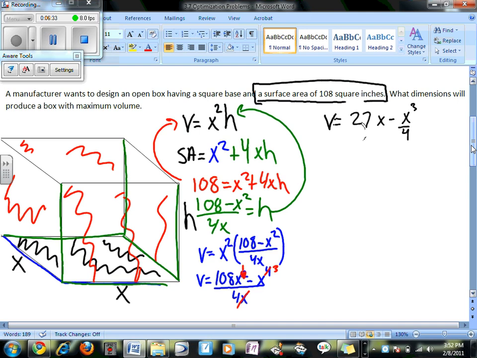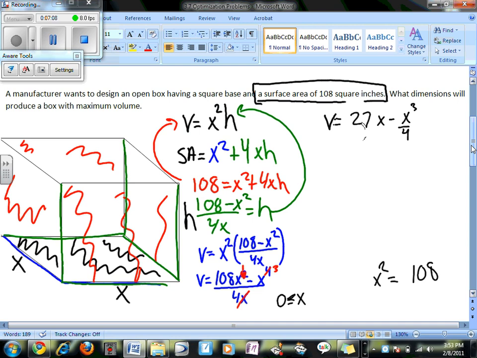The fourth step was to look at our domain. So our domain is, well, what's a feasible answer? We know if we're dealing with dimensions of a box, we can't have a negative value for our box, can we? We can't have a negative dimension. So we know that our choices are going to be bigger than 0. All right, we also know that our surface area has to be less than 108 square inches. So I'll just choose one side, and that was our base.